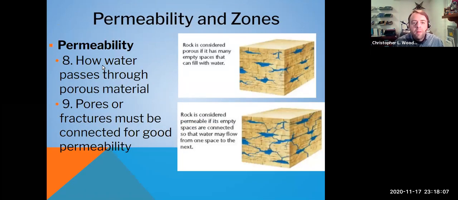Permeability. Now, permeability is the rate or the ability of water as it passes through a porous material. So pores or fractures must be connected for there to be a good permeability so that it can continually flow through. Rock is considered porous if it has lots of empty spaces that can fill with water. Rock is considered permeable if those empty spaces are connected and allow water to flow from one space to the next.